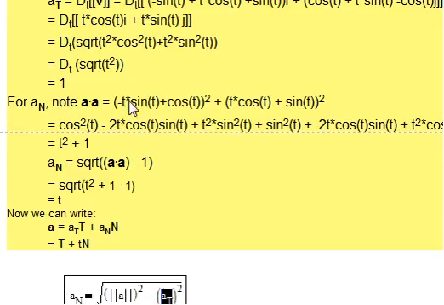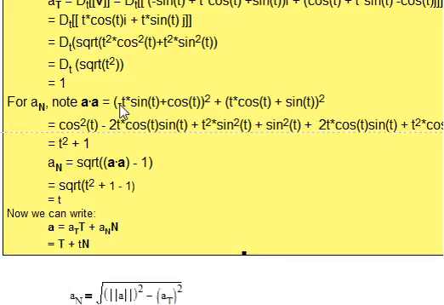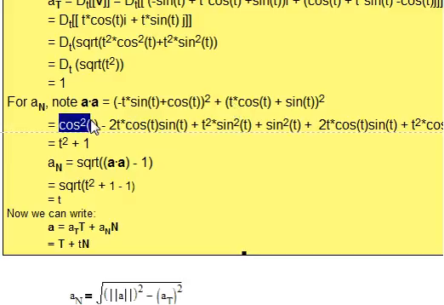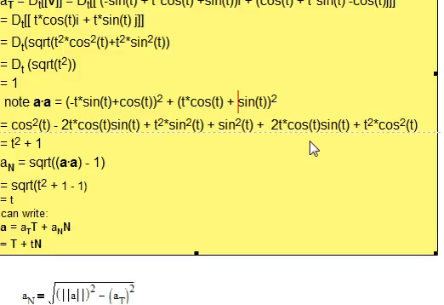So A dot A, which is the length of A squared, is just negative t sine t plus cosine t, squared, plus t cosine t plus sine t, squared. That's how you dot a vector with itself, right? You just multiply the i component times itself, multiply the j component times itself, and add those together. The multiplication's trivial. So cosine squared minus 2 times t times sine times cosine plus t squared sine squared of t. Okay, and then squaring this part, we got sine squared of t plus 2t times cosine t times sine of t from the middle term, and then plus t squared cosine squared of t.